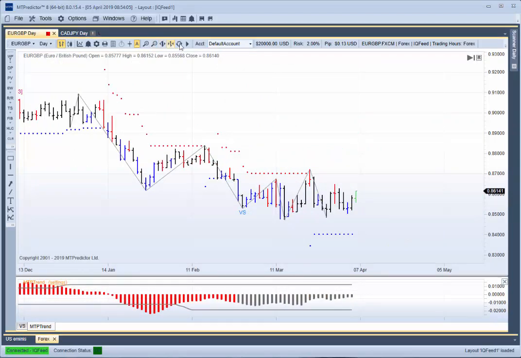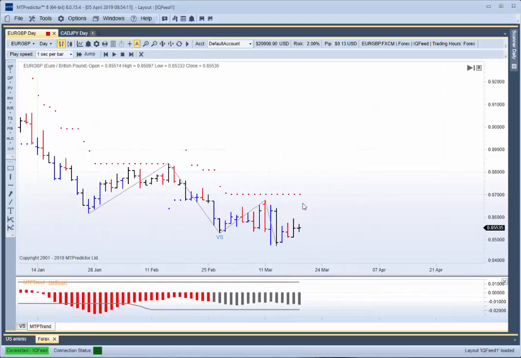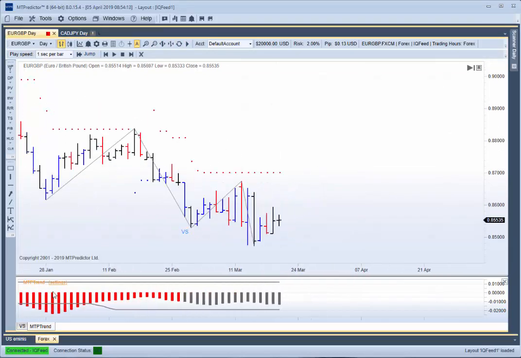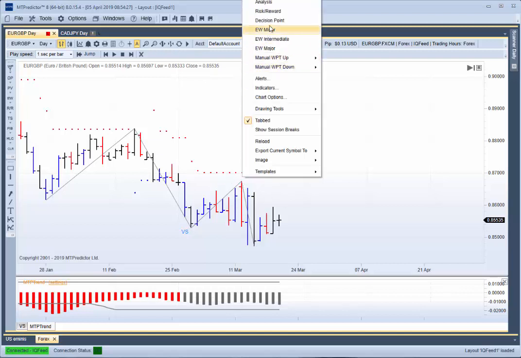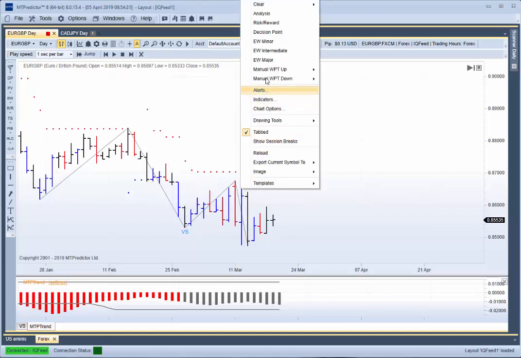I just want to use our training mode to go back a week or so, and I want to go back to basically around about here somewhere. So what do we do? Well, basically we go to the previous pivots and we describe how to, or we teach how to do this in more detail in our training webinars on which pivots to choose. But here is the last pivot, the last swing into the low. So we right mouse click here, we do decision point.